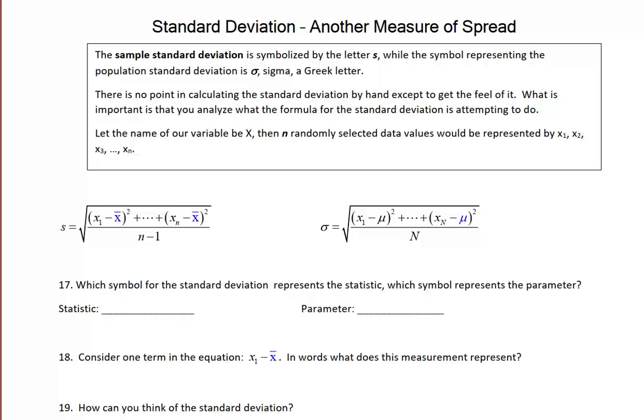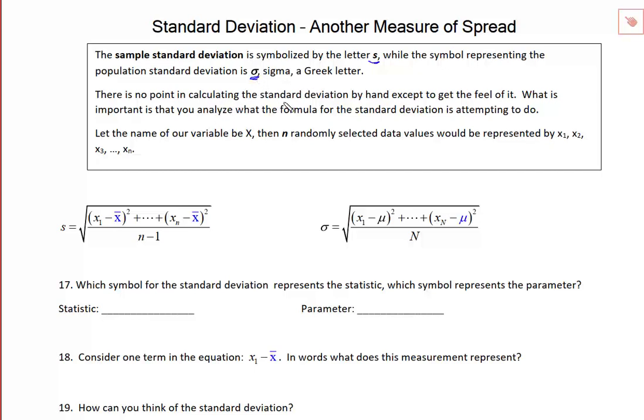We're going to look at the standard deviation, which is another measure of spread. The sample standard deviation is symbolized by the letter S, known as the Latin letter, while the symbol representing the population standard deviation is sigma, which is a Greek letter, and this is a lowercase sigma.